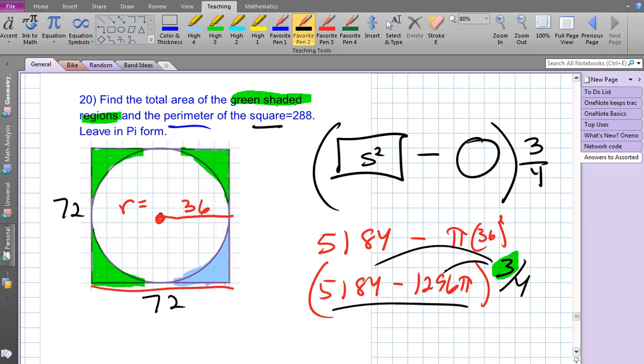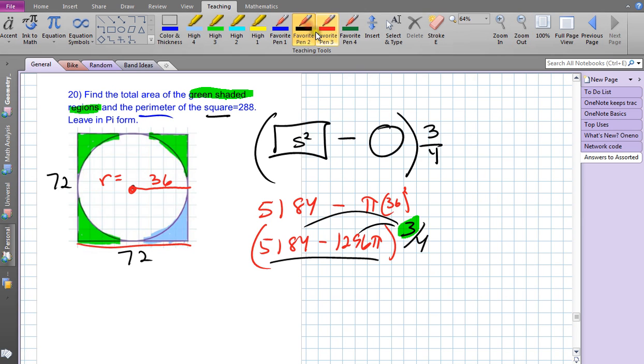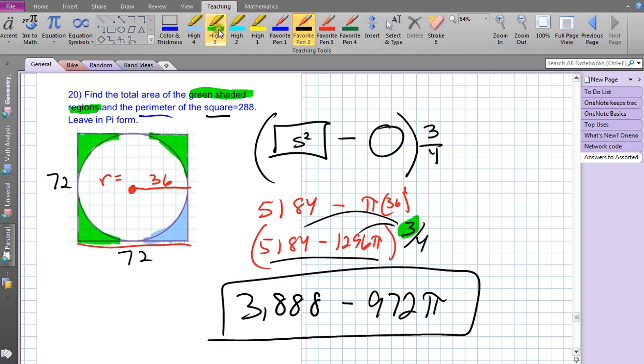So I take each of these numbers in here, and I'm going to distribute the number 3/4. So I'm going to take 5184, times 3, divided by 4. Lucky for us, that turns into a whole number. That is 3,888. The same thing over here. This is going to be a nice number. 1296 times 3 divided by 4 is 972 pi. So it wanted us to leave our answer in pi form, and there we go. That's our pi form. It's nice to leave units squared, and that's it.